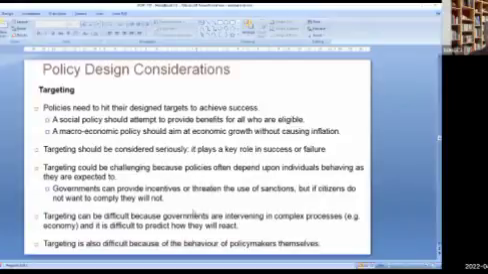That's a way of getting people to do what you want to do, to behave the way you want them to. Targeting can be difficult because governments are intervening in complex processes. For example, the economy that I mentioned. There are many levers contained in the economy, so it's difficult to predict how they will react. Targeting is also difficult because of the behavior of policymakers themselves. So sometimes you need to examine the motive of the policymakers themselves, especially in our African democratic context. What are the underlying motives of policymakers when they're developing these policies?